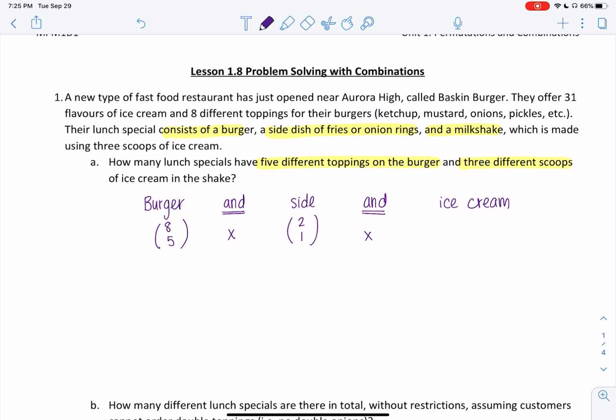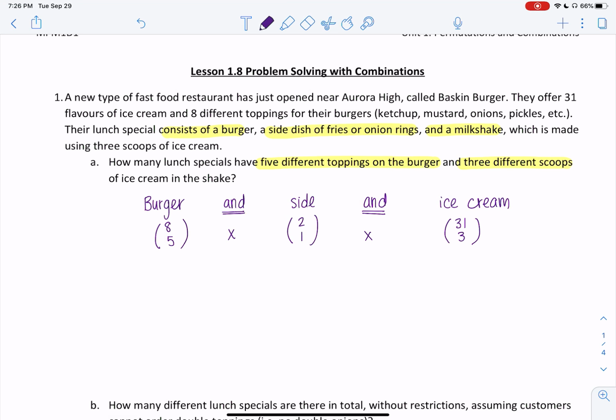Now we have our burger and our side, and so we multiply again by our ice cream for our shake. Now in this case, we're getting 3 different scoops of ice cream. So we have 31 choose 3 flavors. And it's a combination question because the order doesn't matter here. It doesn't matter which scoop is on the bottom, middle, top. That doesn't matter. All that matters is I'm picking 3 flavors out of the 31.